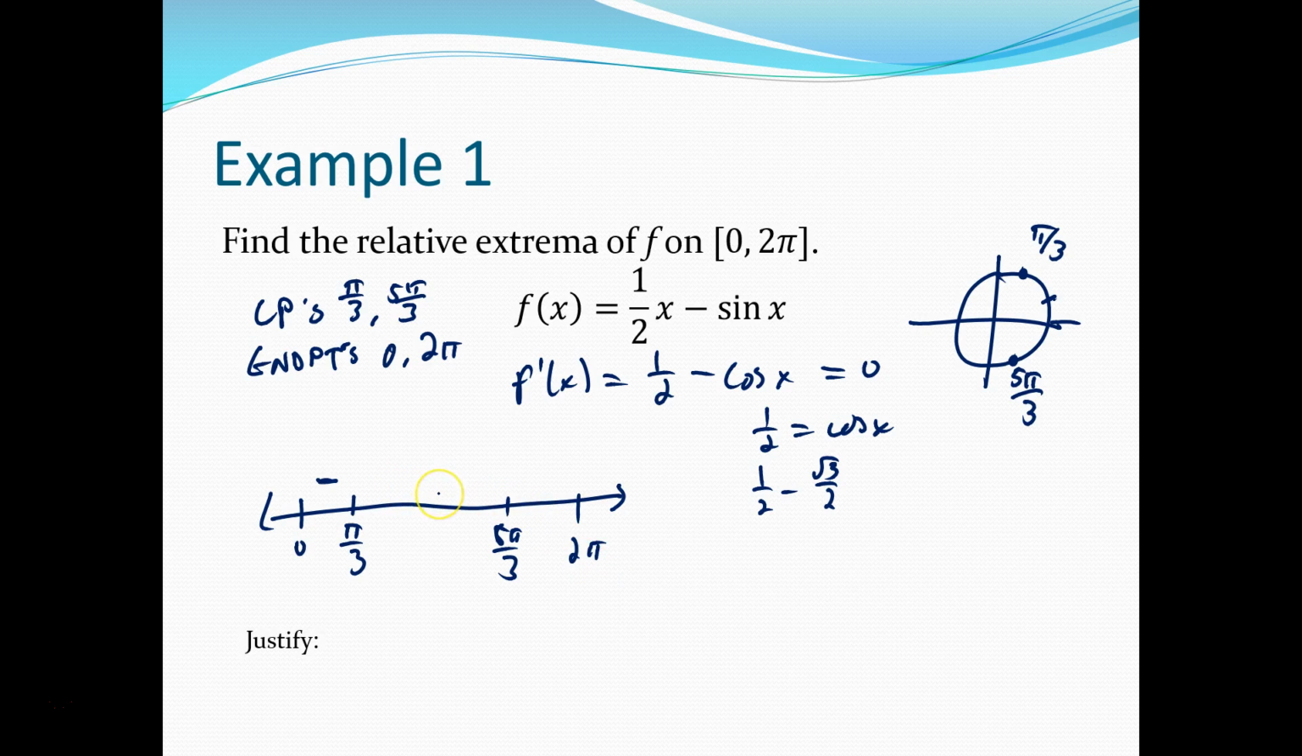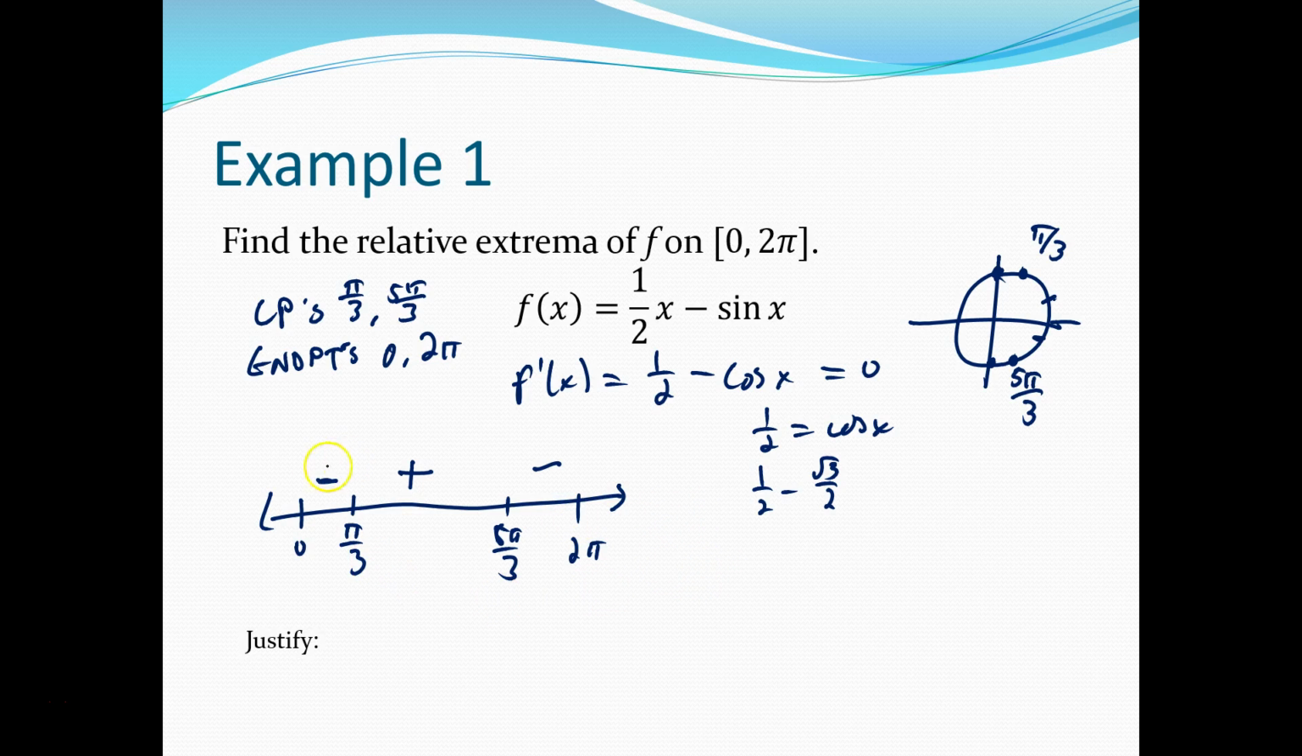Then in between, let's do something easy. Let's do where cosine is 0. How about right at the top of the circle? Cosine is 0 up here at pi over 2. 1/2 minus 0 is positive. Then between 5 pi over 3 and 2 pi, maybe like 11 pi over 6, that's where we're going to have a cosine value that's bigger than 1/2. So 1/2 minus cosine of 11 pi over 6 is going to be negative. And that's all we have to do.